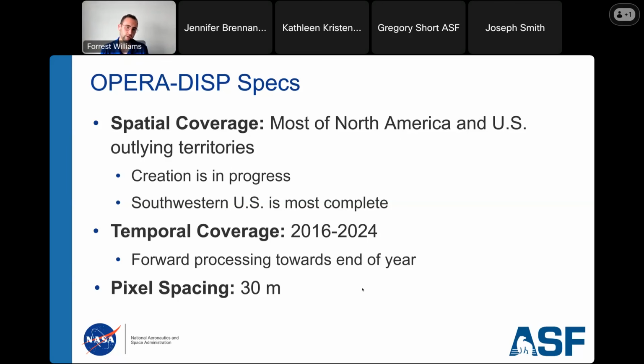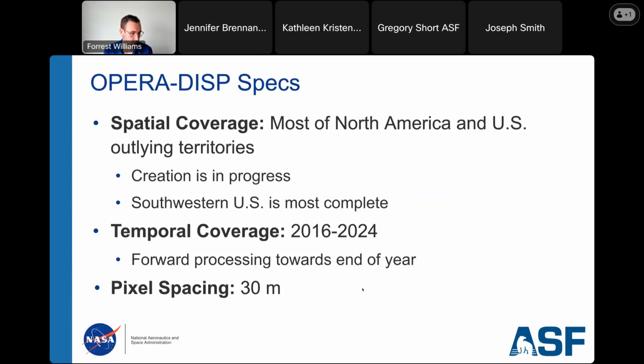Right now, the temporal coverage of the data is from 2016 to the end of 2024. This is in particular for the time period we're in now, where the OPERA team is back-populating the data set for all locations that it's going to cover. Because they're doing the analysis from 2016 to 2024 for the entire coverage area right now, that's taking a little bit of time. They're going to go through the effort of back-populating the data everywhere up to 2024, and then they're going to turn on forward processing at the end of the year, where they'll start to populate the data for 2025 onwards.